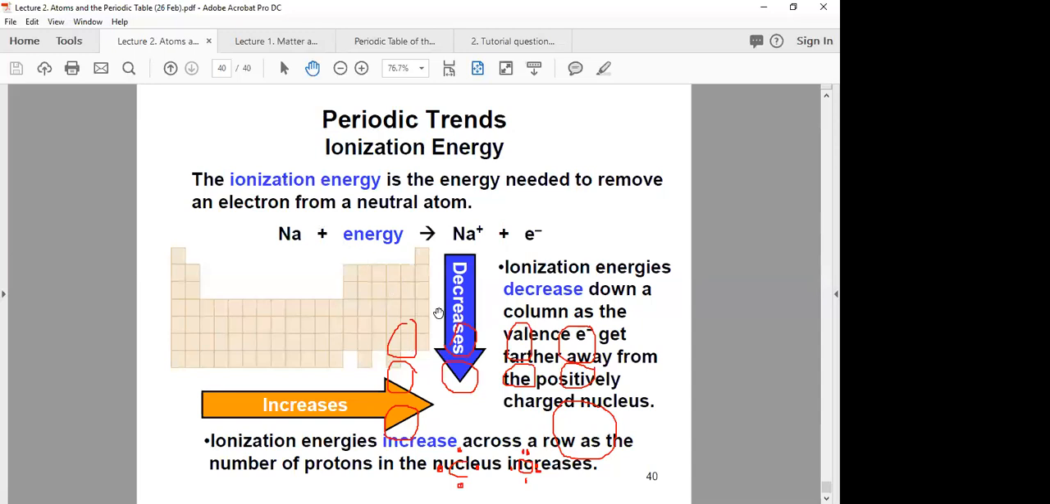Ionisation energies will decrease down a column. So if you were to just go down a particular column, the ionisation energies of these atoms get lower and lower. Ionisation energies also increase as we go across a particular row, and that's because the number of protons in the nucleus increases.